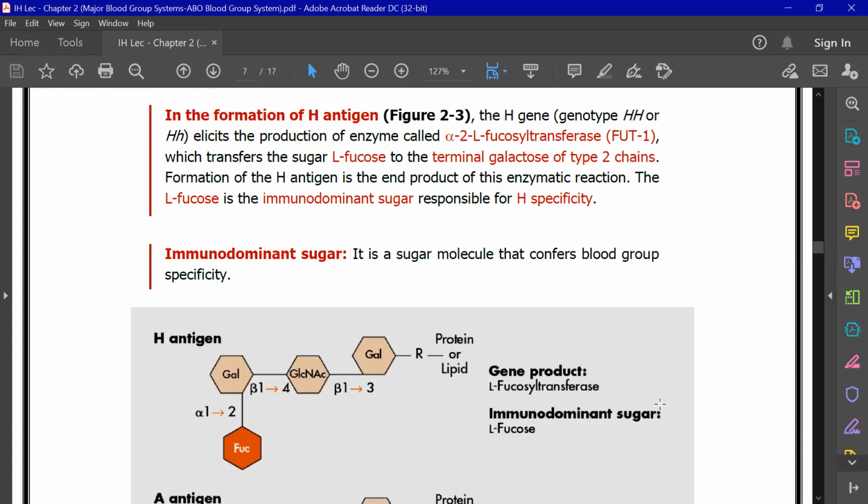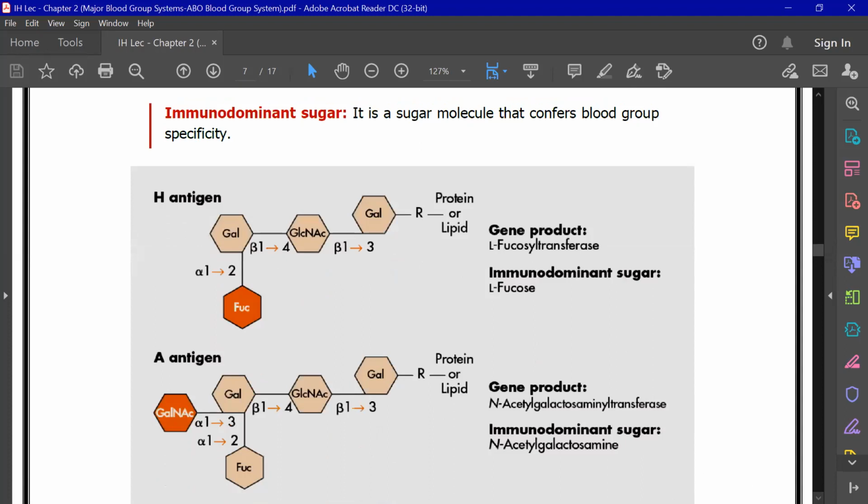So your immunodominant sugar class, this is the structure that confers the specificity of that antigen. So when we say H antigen, when we are talking about the specificity of your H antigen, ang immunodominant sugar dyan, responsible dyan ay yung L-fucose. Pag tinanong ko kayo later on what is the gene product of your H gene, that is the protein. Ang isasagot nyo sa akin would be the protein, and that is the alpha-2 L-fucosyltransferase. Okay.